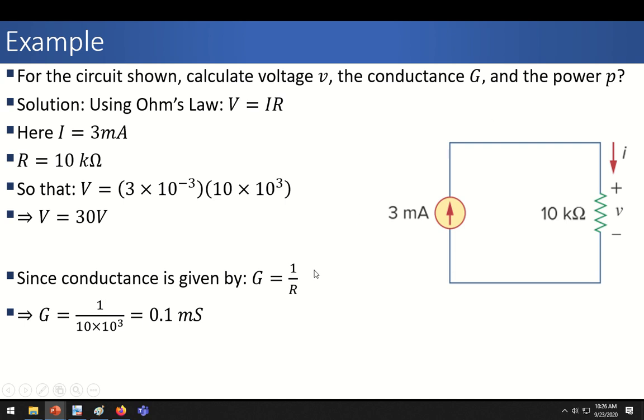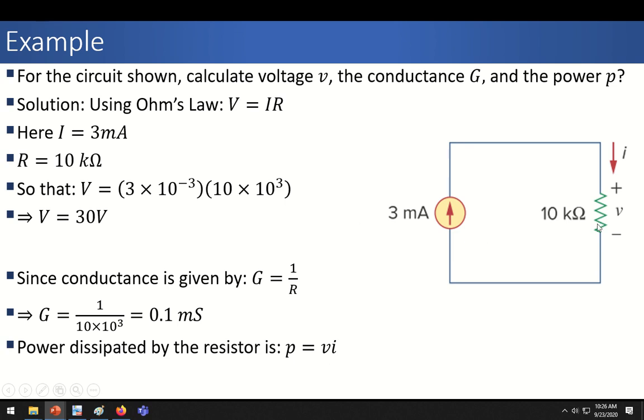Finally, for the power, we have three different equations: P is equal to VI, P is equal to I square R, and P is equal to V square upon R. So in this case, we can easily use the power equation for the power dissipated by the resistance, which will be VI.